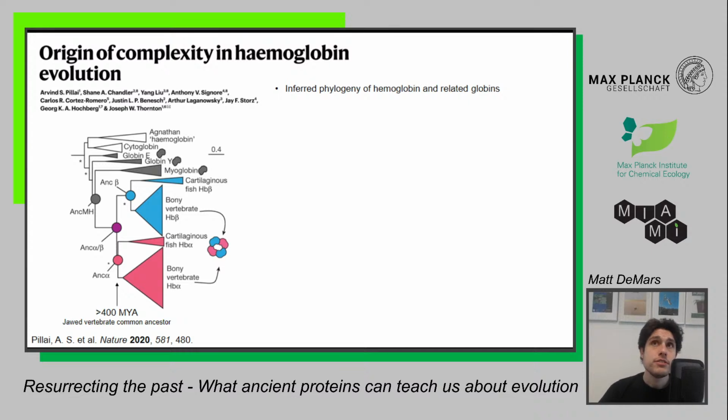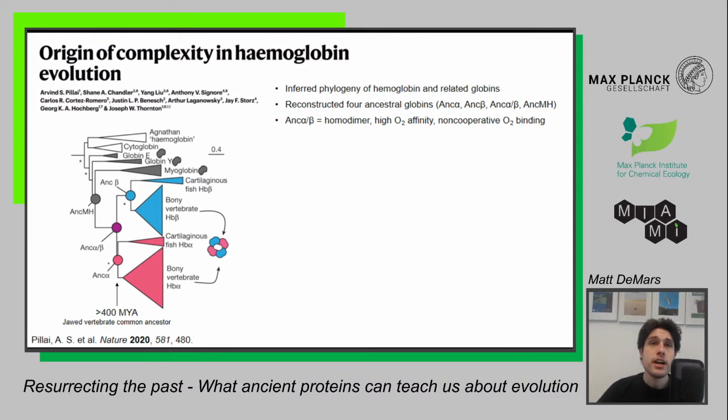So the researchers inferred the phylogeny of hemoglobin and related globins by collecting a bunch of different sequences from different organisms and performing an alignment, as I've talked about, and reconstructing this tree. They ended up reconstructing 4 different ancestral globins: the ancestor of the alpha subunit, the ancestor of the beta subunit, and the ancestor of both of those. And these are from, so the ancestor here existed greater than 400 million years ago, before the common ancestor of the jawed vertebrates.